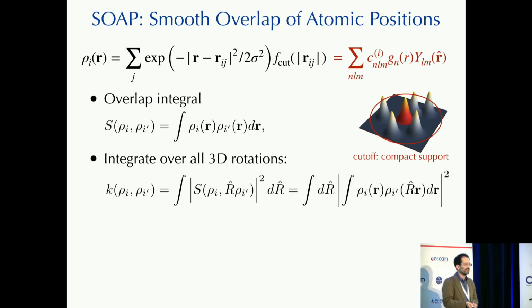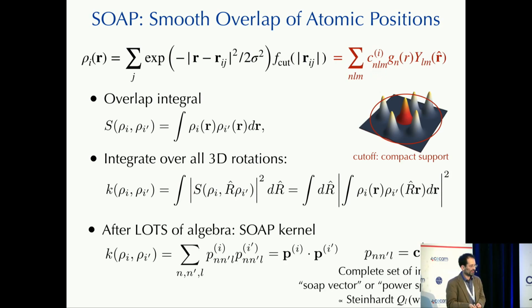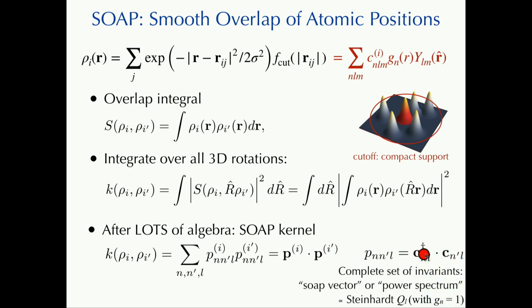It turns out that if we expand this neighbor density in spherical harmonics using some radial basis g_n and Y_lm for spherical harmonics, I have expansion coefficients c_nlm, then after lots and lots of algebra, it turns out that this 6-dimensional integral is exactly equal to P dot P, where P is C dagger C, where C is a vector of these coefficients, the m index, the magnetic quantum number. The m index is the vector index. So because this kernel is just a dot product, this P is a complete set of invariants for describing this rho. We call it the SOAP vector or the power spectrum.